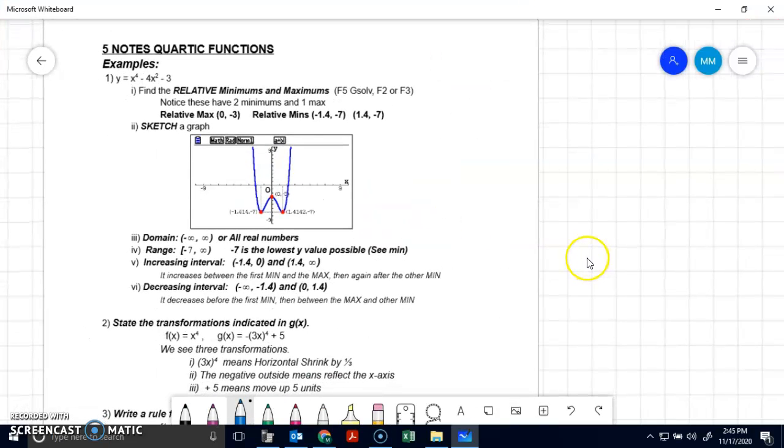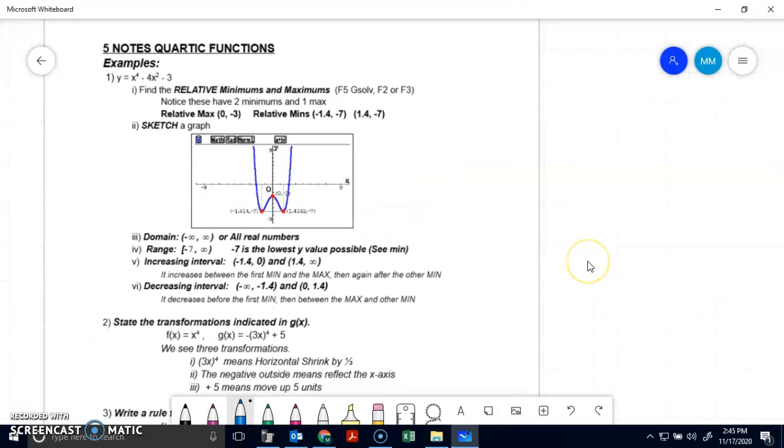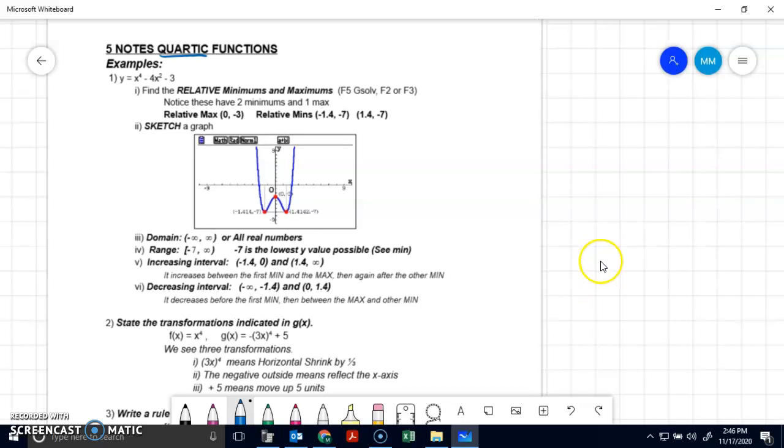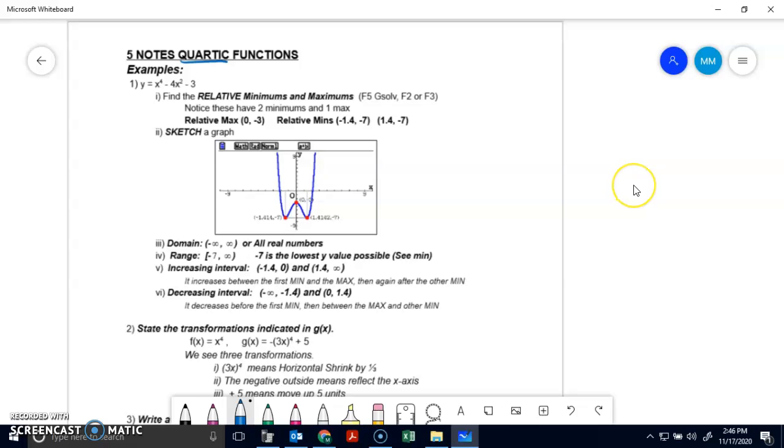This is the lesson for Wednesday, 11/18, and we're going to be taking a look at quartic functions. So we're talking about x to the fourth. When we deal with x to the fourth, we're going to be doing everything we've done in this unit. First we're going to start by doing domain, range, and increasing and decreasing intervals.